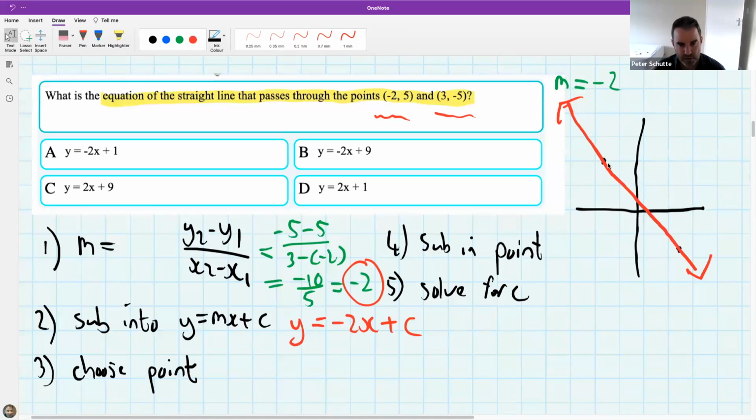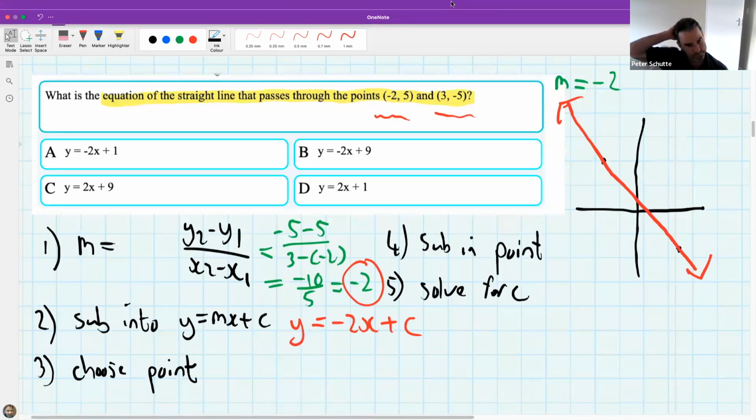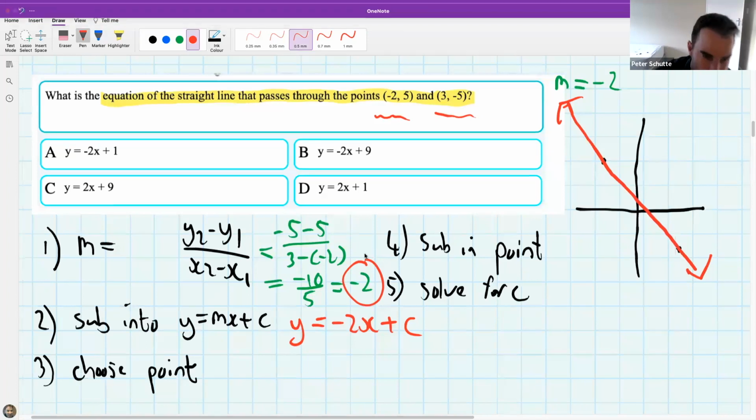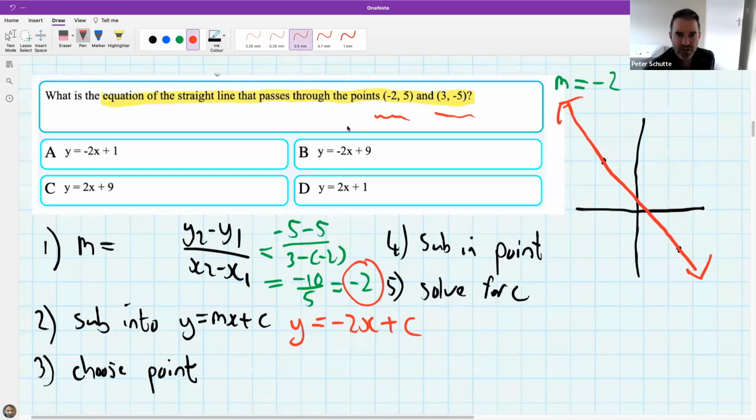Can you do steps 3, 4, and 5 and then try and choose the correct answer there? We'll find out now, Melon. I'm not sure exactly what the answer is yet, but we're going to find out in the process. Now, what point should I choose? Should I choose -2, 5 or should I choose 3, -5? I think I'm going to choose 3, -5, but you didn't have to choose that. You could have chosen either.